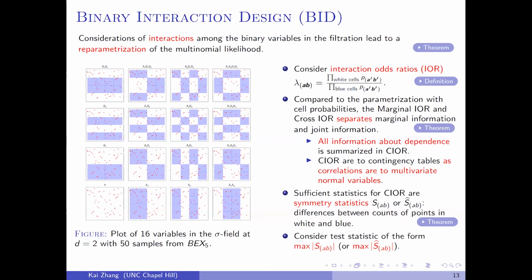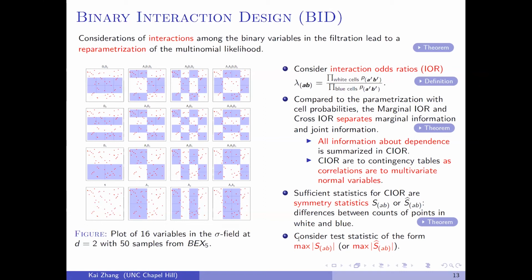It turns out that sufficient statistics for IORs are also simple. They are precisely these so-called symmetry statistics, which are the differences between the number of points in white and blue. The namesake here is because these statistics measure the balance of points in white and blue regions. Under the null, we expect the number of white points and blue points to be similar. However, if UD and VD are dependent, then somewhere, somehow, we should see some unbalanced counts in white and blue regions.